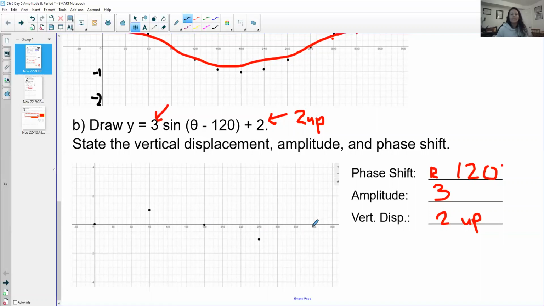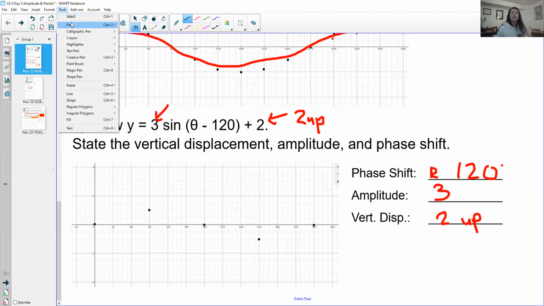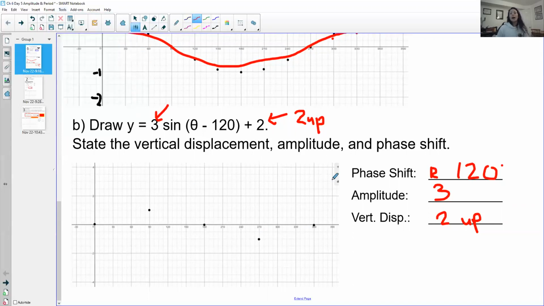And at 360, it's 0. Okay, so we've got our main 5 points. Now I have to change all of my transformations.